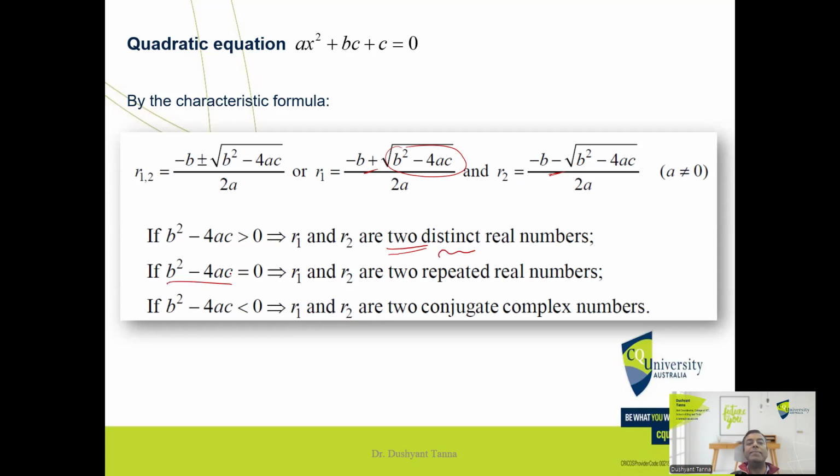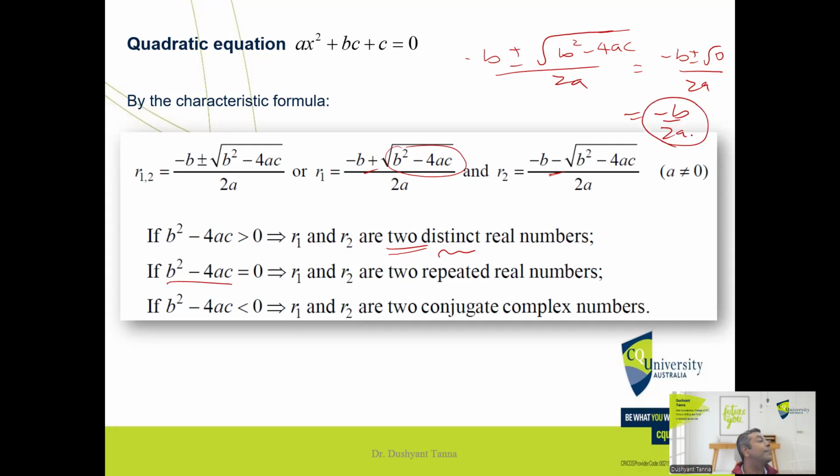If that thing is 0, what will happen? We are saying minus b plus or minus the square root of b squared minus 4ac over 2a. The moment that is 0, it is minus b plus or minus the square root of 0 over 2a, that means minus b over 2a. Now, it's a quadratic equation, so it should have two roots. So they are called repeated roots.